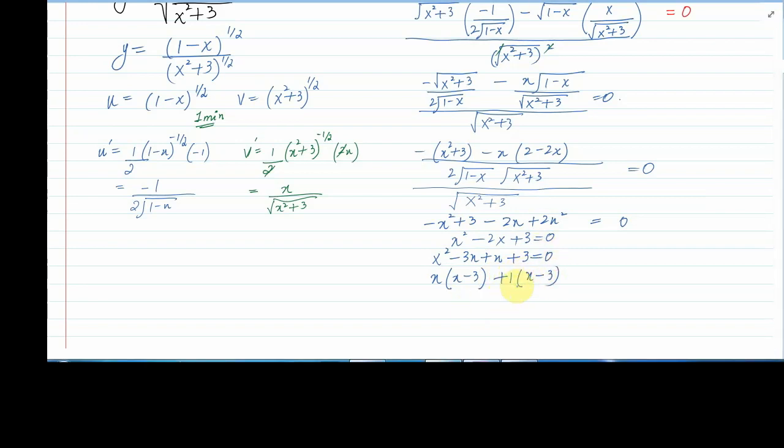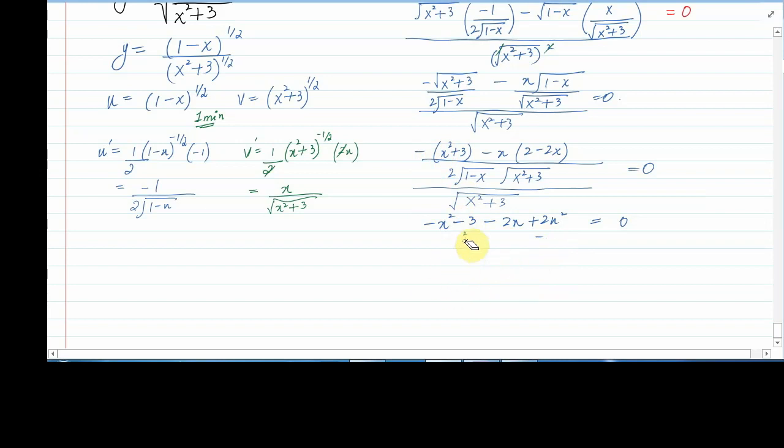But there is a sign problem, so I think there is a mistake here. So let me check. It's minus x² minus plus, that will be minus 3, right? So here is a mistake of minus 3, and now that will be equal to 2x² − x² is x² − 2x − 3 equals 0. Now the factors we have are −3x + 1x: x(x − 3) + 1(x − 3) equals 0.